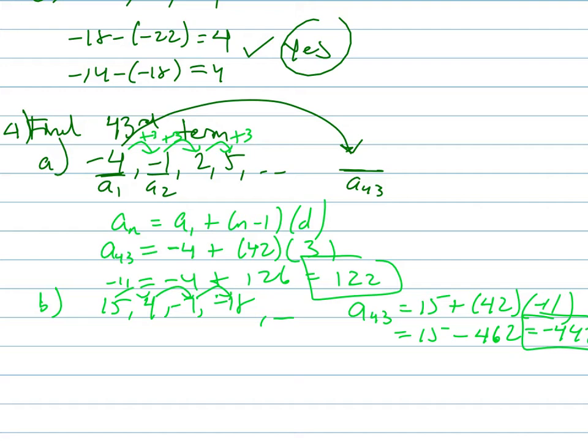A sub n equals a sub 1 plus n minus 1 times d. So a sub 43 equals a sub 1, that's negative 4, plus I'm going to do 42 jumps, not 43. Here's where we have to figure out what d is. Each jump, what are we doing each time? It looks like we are adding 3. So each jump is worth 3. And now we just do the math. Negative 4 plus 126, so we get 122.